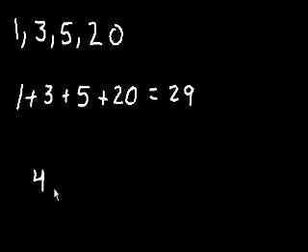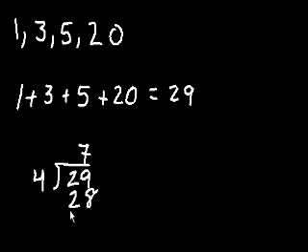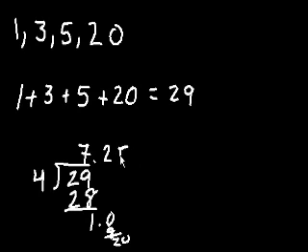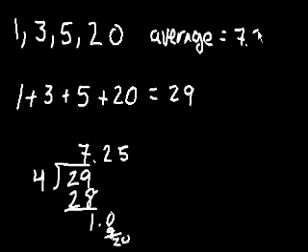So 4 goes into 29, and it goes 7 times, 7.25. So 4 goes into 29 7.25 times. So the average of these four numbers is equal to 7.25. And that might make sense to you because 7.25 is someplace in between these numbers.